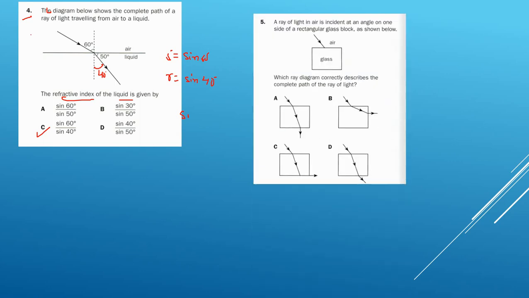Now let's see the next question, number 5. A ray of light is traveling from air to glass. So this is a very simple question. They are asking you which is the correct option. So you know it is going from air to glass, so it will be bent towards the normal. So this option is gone because it is going away from the normal.